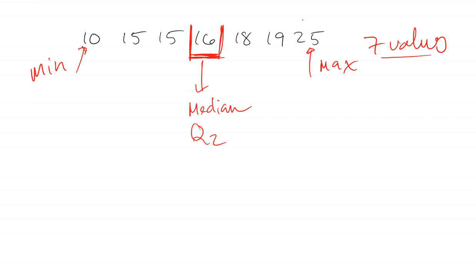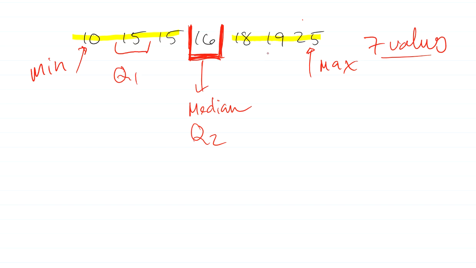Now there are two more values that we need to find: the median of the lower half of our data and the median of our upper half. Since there was just the one value in the middle, I don't use this value as I move forward to find the median of the lower and upper half. I'm considering the 11, 15, and 15 for the lower half, and the 18, 19, and 25 in the upper half. The median of that lower half is the number in the middle, 15, and that is Q1.